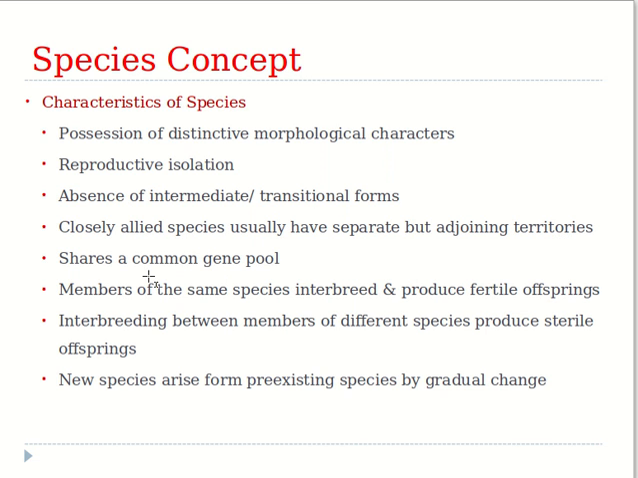Okay, the members of a species share a common gene pool. Obviously, as a genetic unit, it has a similar gene pool. Then members of the same species interbreed and produce fertile offspring. Interbreeding between members of different species results in sterile offspring, and new species arise from pre-existing species by gradual change. Okay, so these are the characteristic features of a species. The members of a species usually follow all these features.